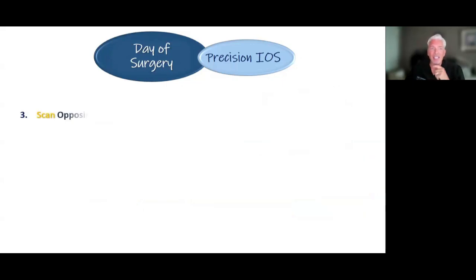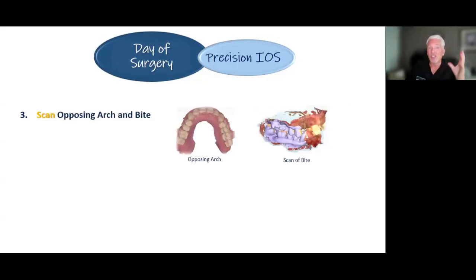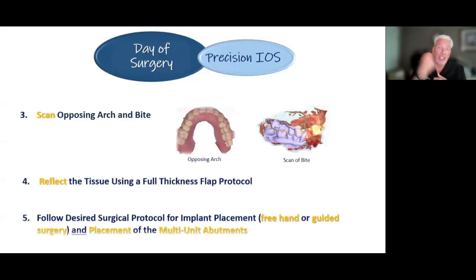So now you've got the scan done. Then the other thing you're going to do, again, this is at the patient in the chair. You've numbed them. You've placed your reference screws. You scan those. You're going to scan the opposing arch. You're going to go ahead and scan the bite. Then you're going to go ahead and reflect the tissue, whatever protocol you're going to be utilizing. You're going to go ahead and place your implants, freehand, guided, again, whatever you want to do.